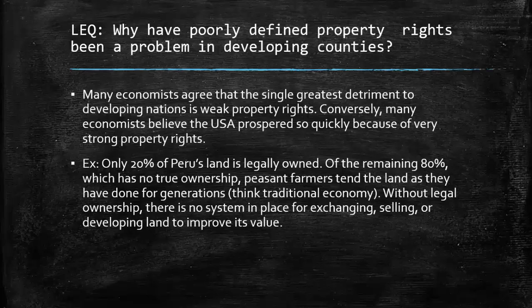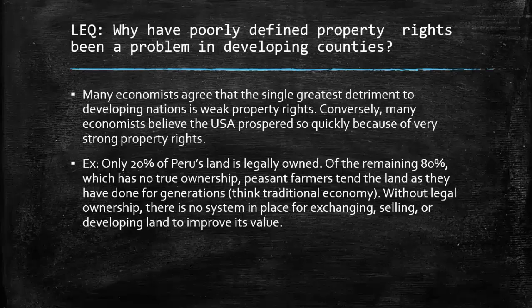Okay, now let's talk about poorly defined property rights. Many economists agree that even out of those 5 things we just covered, the single greatest detriment to developing nations is weak property rights. Conversely, many economists believe the USA prospered so quickly because of very strong property rights. That is, the government says, Mr. Jarrett, you purchase this land, this is your land. You can improve it, you can run it into the ground, but your name is tied to this land.